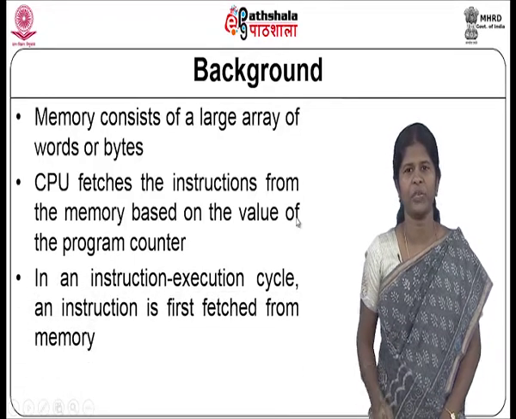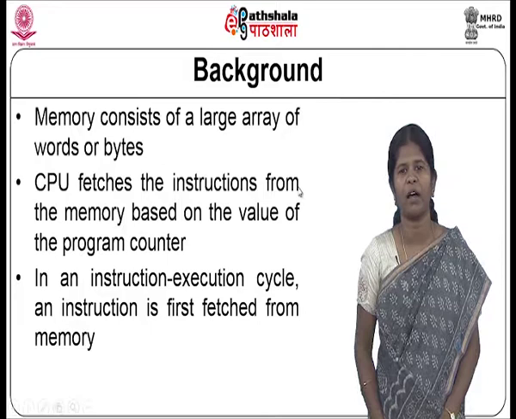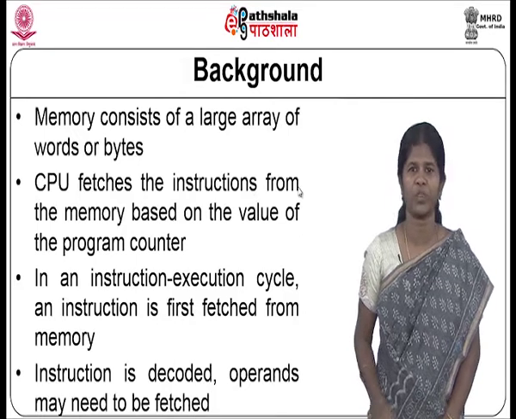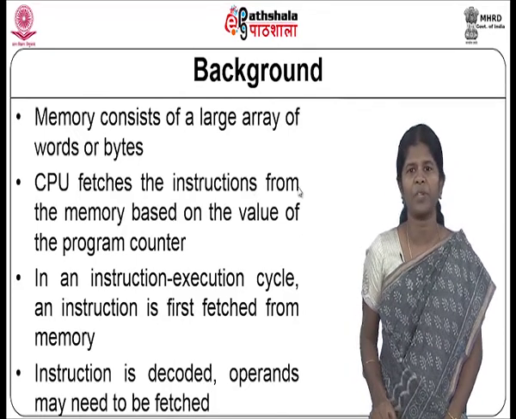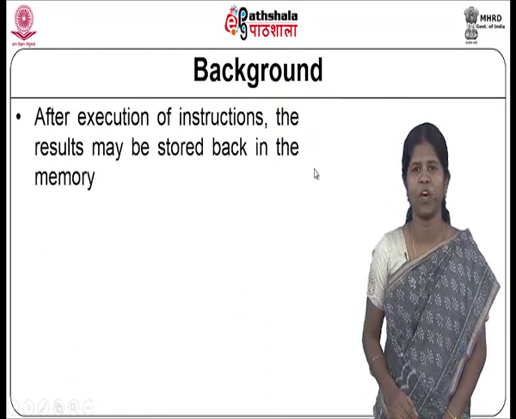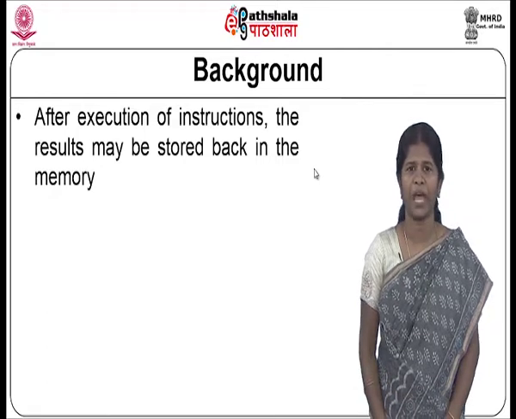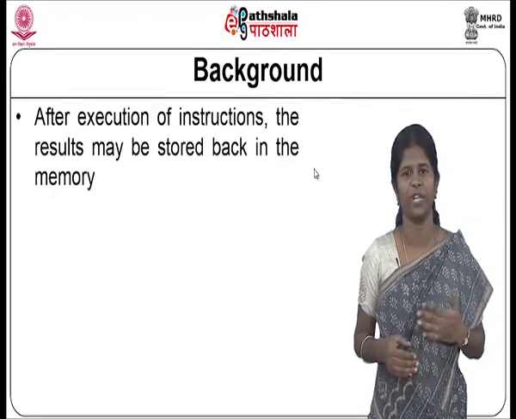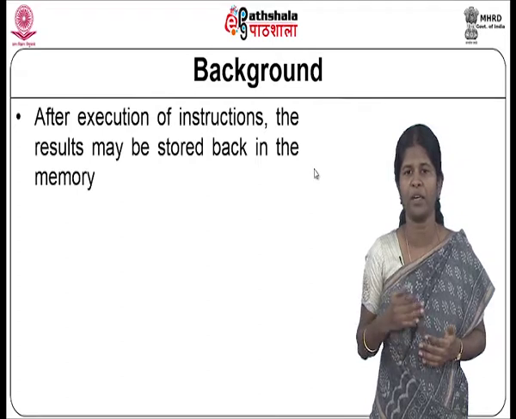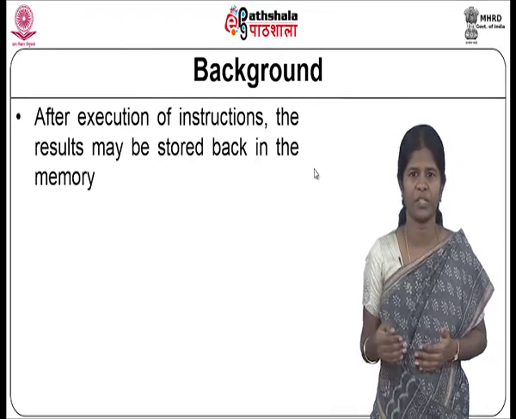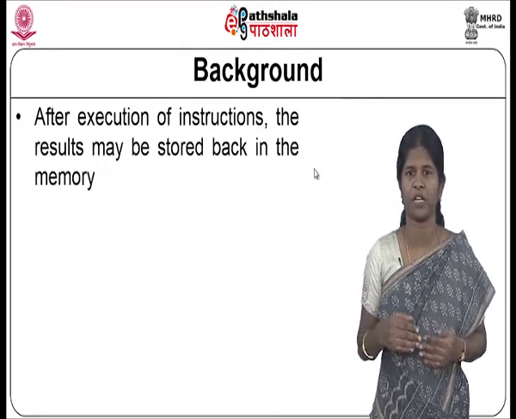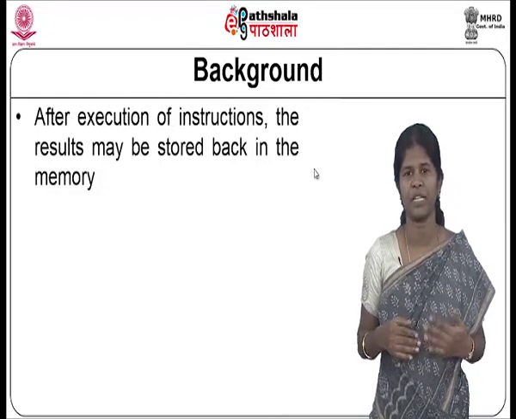The instruction taken from the memory is decoded, and the operands needed for its execution also have to be fetched from the main memory. Once the operands are fetched, the instruction can be executed, and the result of the instruction is stored back into the main memory. This is what happens during any instruction cycle: the instructions and operands are taken from the main memory, and the results are put back to the main memory.